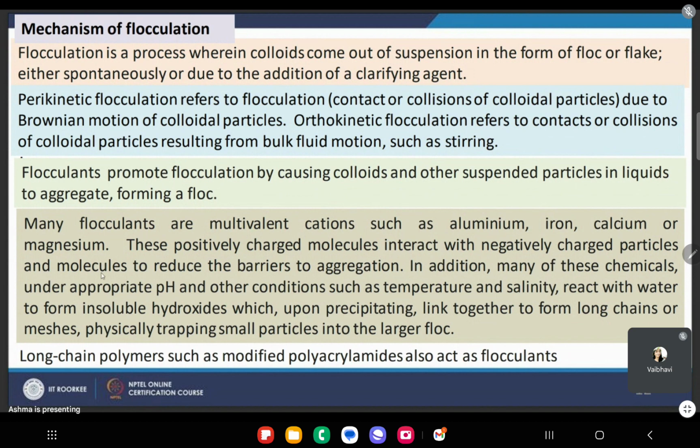Apart from these inorganic salts, we can also use some organic polymers, like long chain polymers. Polyacrylamide is very extensively used in algal accumulation, or it is also used to prevent soil erosion. So modified polyacrylamide can be used as a flocculant to flocculate the microalgae.